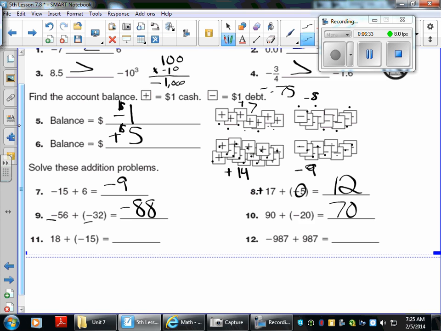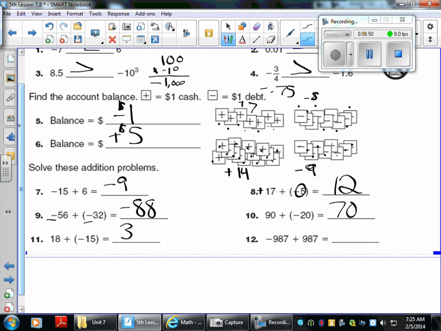I have a positive 90, I have to take away 20 because I owe 20, gives me an answer of 70. Same thing works for 18 plus -15. I have 18. I owe 15. That would leave me with an answer of 3. 18 minus the 15 that I owe will give me an answer of 3.